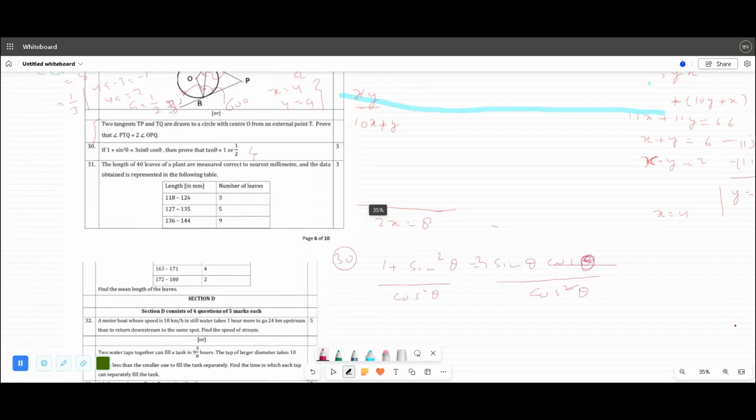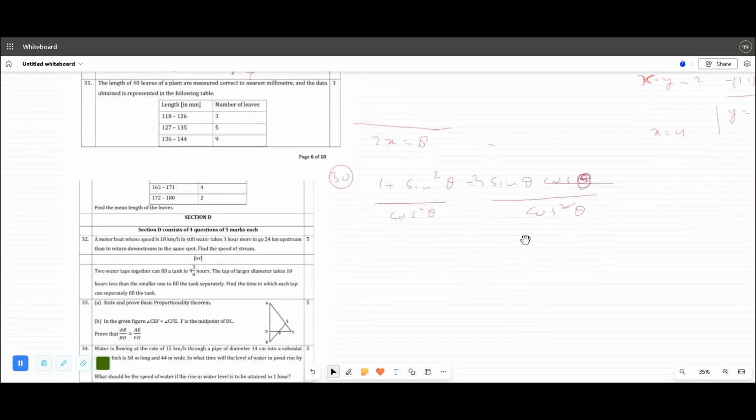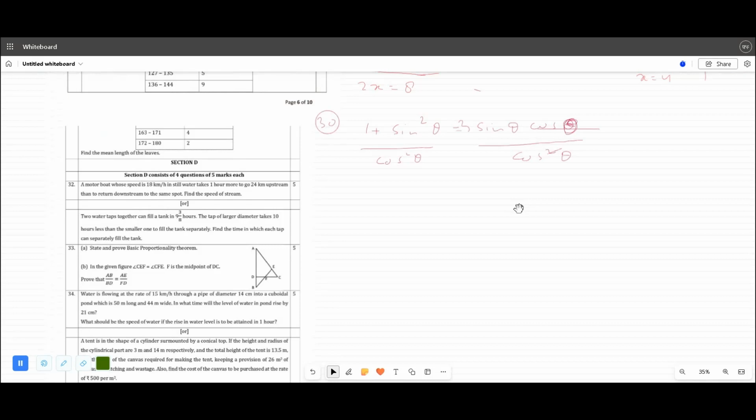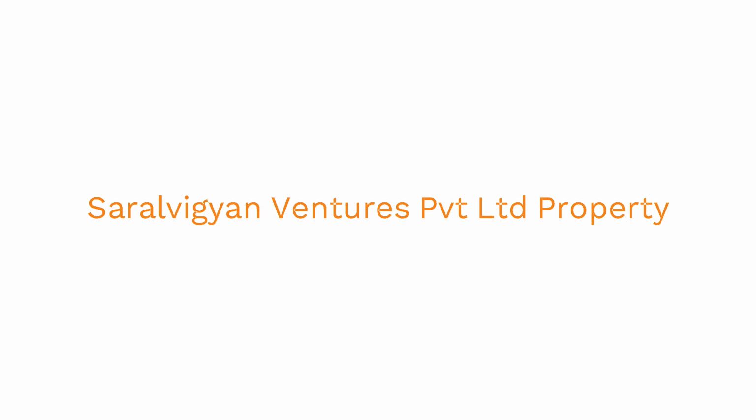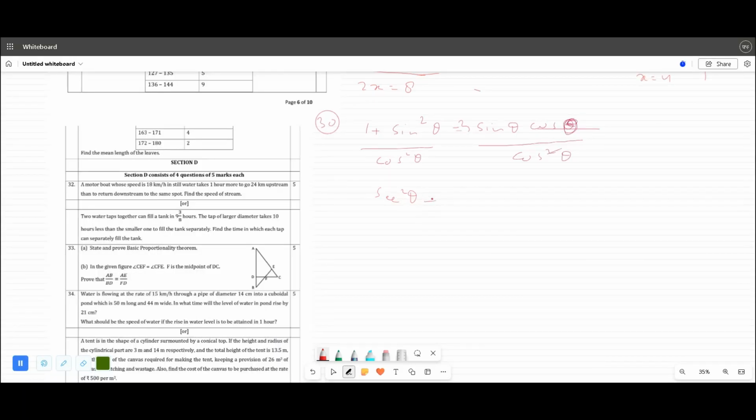And what we get is this. And 1 by cos square theta is? 1 by cos square theta is sec square theta. And sin square theta by cos square theta is tan square theta. And 3 sin theta by cos theta is 3 tan theta.